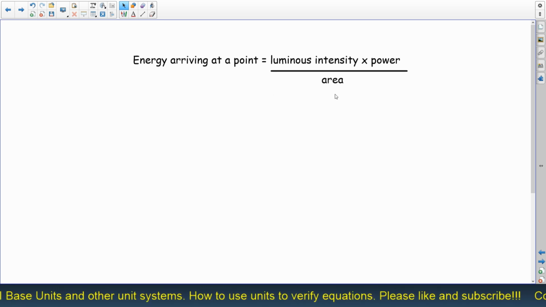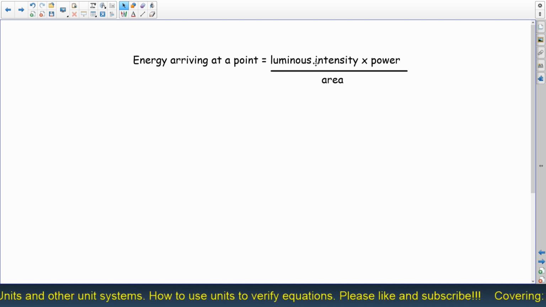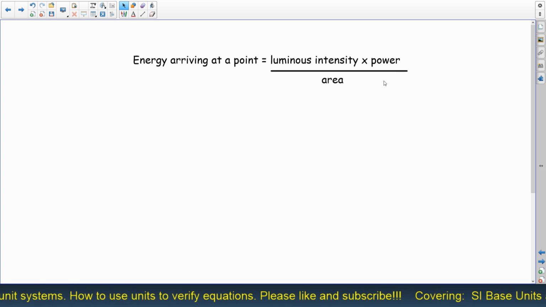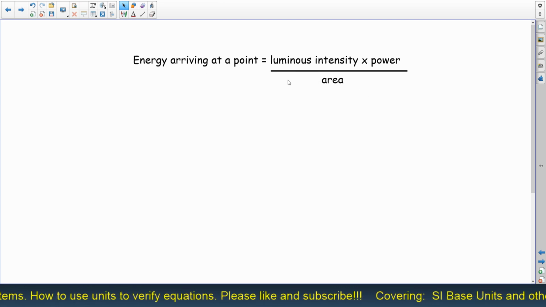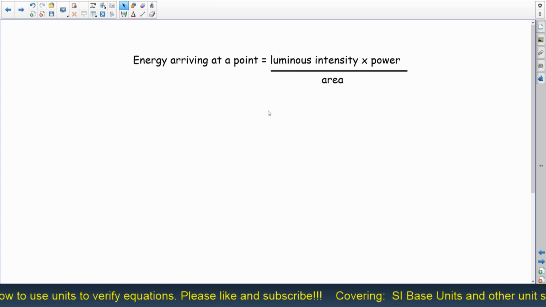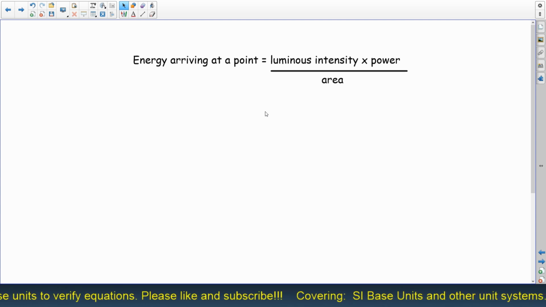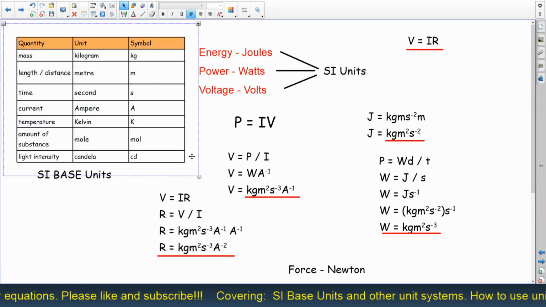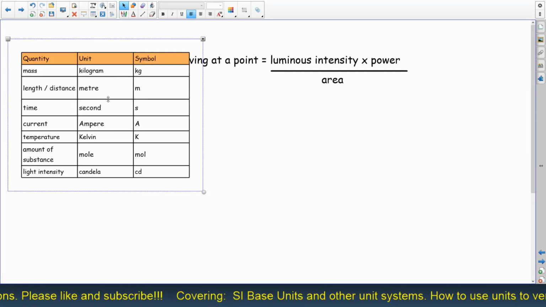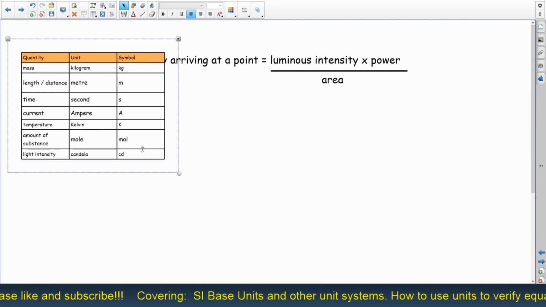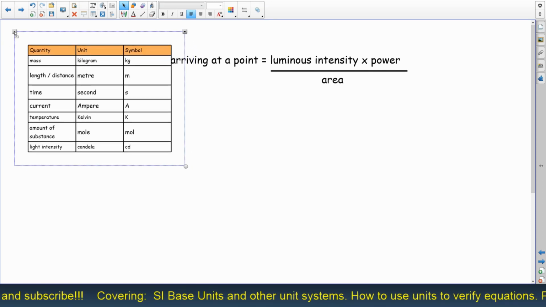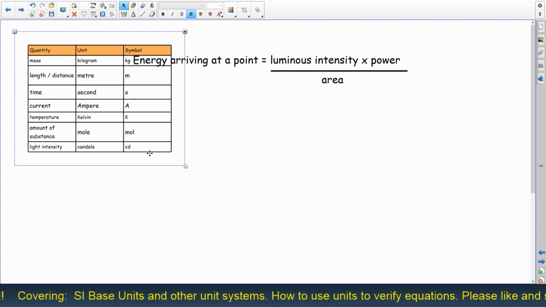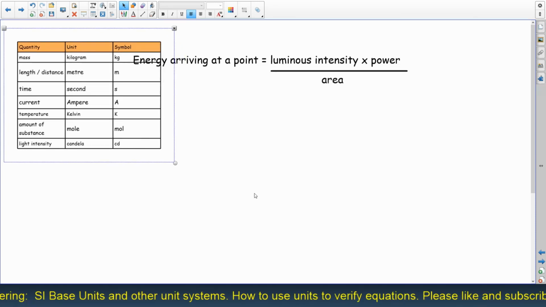All right, so I might want to go and investigate that. I might go and buy myself some form of luminous intensity detector, a whole setup that measures power, and measure out the area of light that's being hit, and I would see if that's equal to the energy. But I don't need to bother, actually, because I can use this to see if it's even remotely possible that that's true. I couldn't say I could check if it is true. I could say I could use it to see if it's possible that it's true.